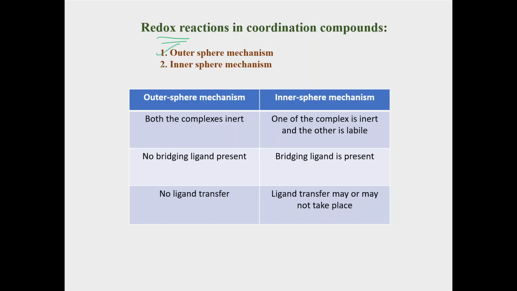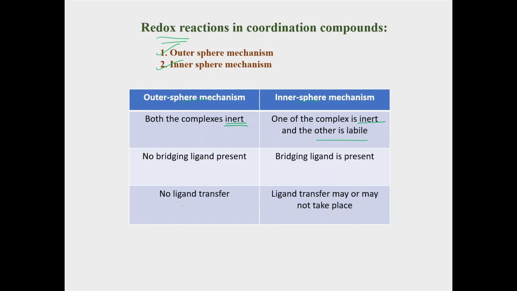One is the outer sphere mechanism and the other is the inner sphere mechanism. So what are the general differences between them? In the outer sphere mechanism, both reactants, both complexes, are inert in nature, whereas in the inner sphere mechanism, one complex is inert and the other is labile. In the outer sphere mechanism, there is no bridging ligand present. In the inner sphere mechanism, a bridging ligand is present.